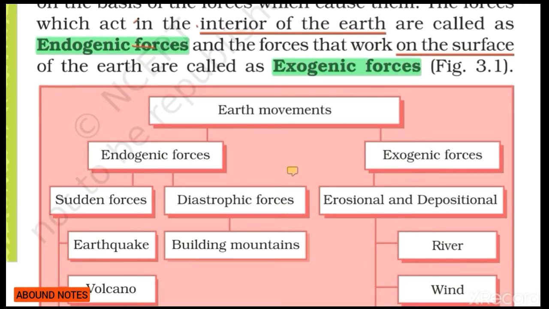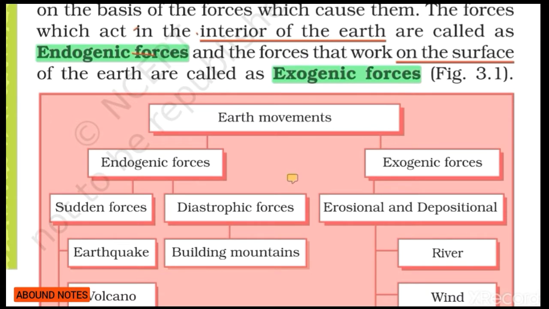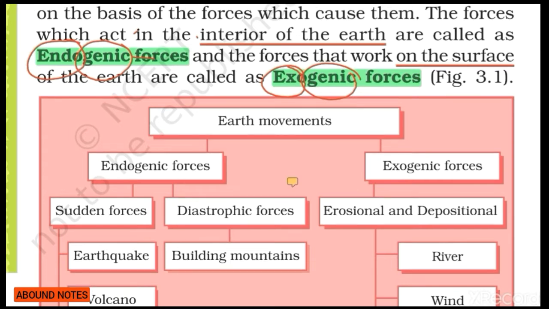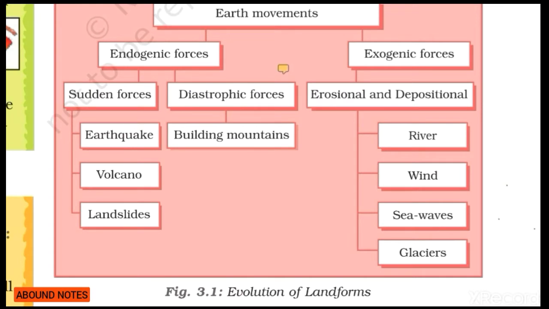So friends, let's study the word endogenic. Okay, endo is inside and genic is origin, while exo is outside and genic is origin. So this force acts inside the earth and this one is on the surface of the earth, right? Study evolution of landform, figure number 3.1. Earth movement. As we have already studied, the movement takes place with forces, endogenic force and exogenic force. Endogenic means inside the earth, exogenic outside the earth.